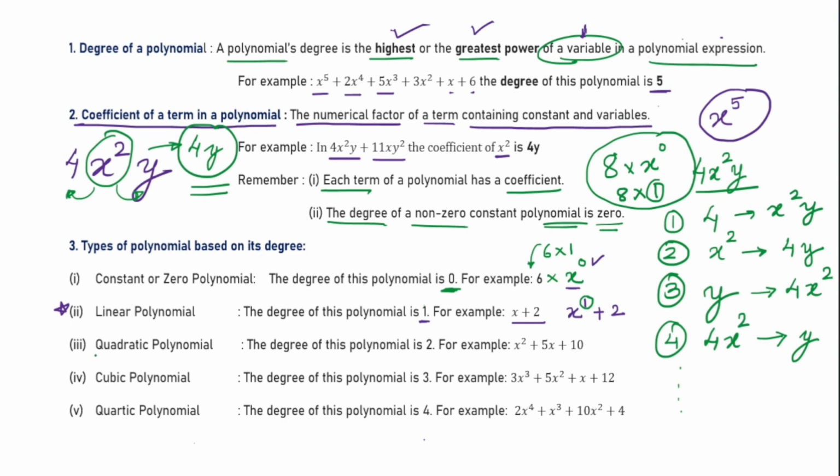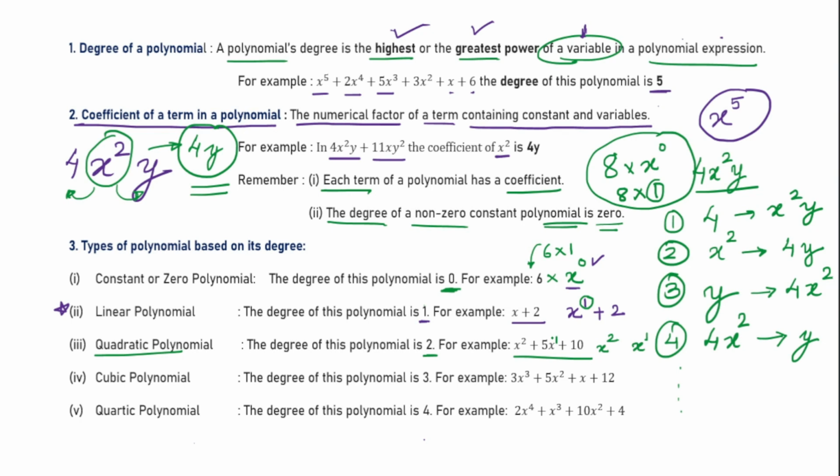Now coming to the quadratic polynomial. The degree of this polynomial is 2. Take this example, x square plus 5x plus 10. x is the variable here and we have x raised to the power 2, and we have another x raised to the power 1. Here the highest power of the variable is 2. So it is a quadratic polynomial.